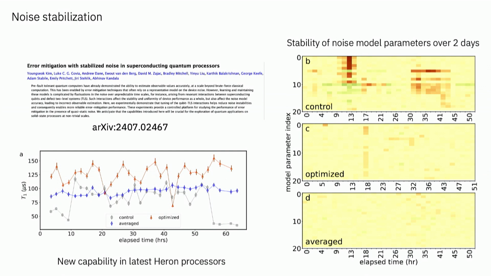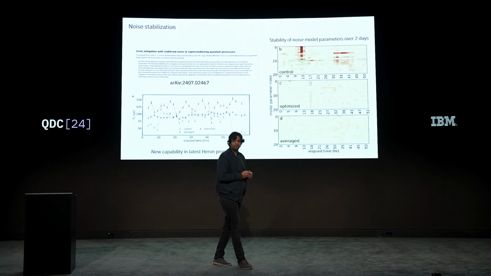And this was why we highlighted at the State of the Union this really important capability that we have in our new Herons, the ability to mitigate the effect of these defect two-level systems that really lead to these fluctuations in coherence. Right? And here is an example that we have, and I have the arXiv link up there as well, of how over 2 days we can really stabilize these noise models. And this is going to be a very important capability for us as we want to more reliably execute large workloads with large numbers of qubits. Okay?